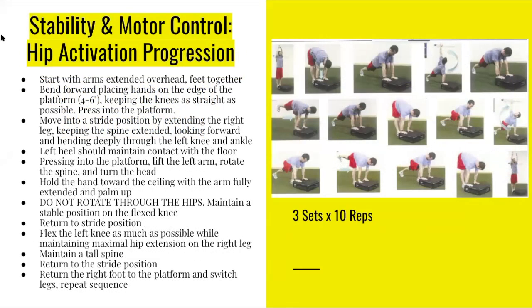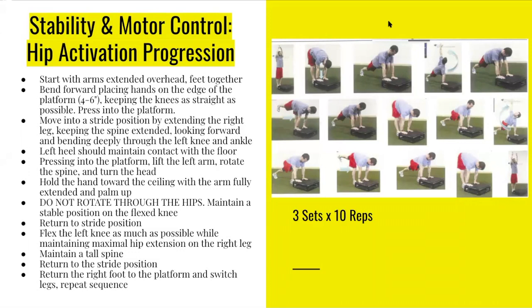Next, we have a hip activation progression. Start with arms extended overhead, feet together. Bend forward, placing the hands onto the edge of a 4 to 6-inch platform, keeping the knees as straight as possible and press into the platform. Move into a stride position by extending the right leg, keeping the spine extended, looking forward, and bending deeply through the left knee and ankle. Left heel should remain in contact with the floor.